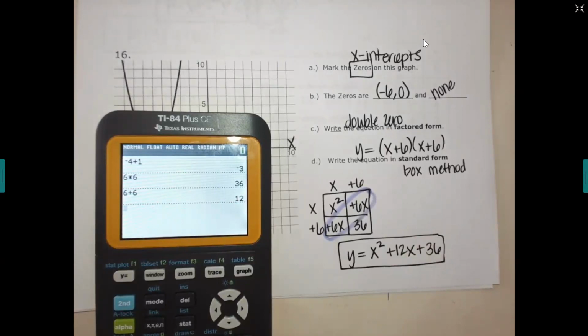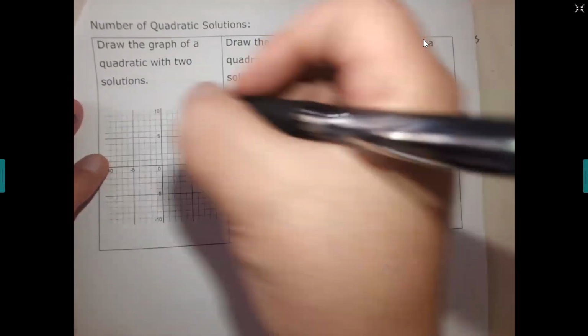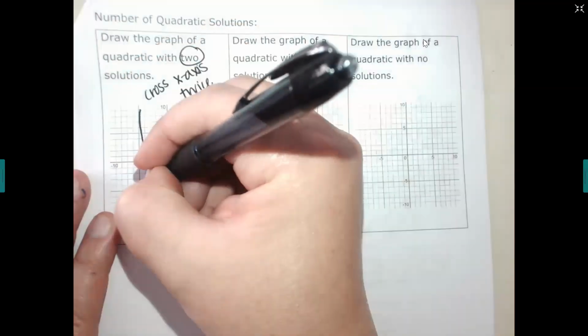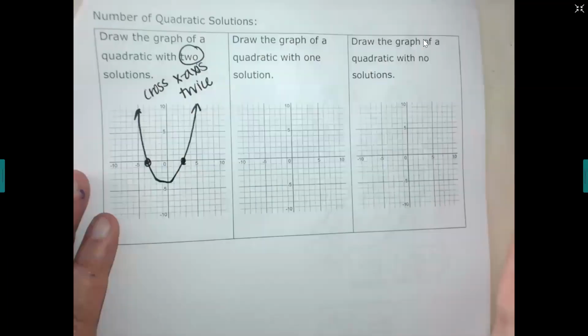All right, very last page, you are almost done. Okay, the last page asks you to draw quadratics with either 2 solutions, 1 solution, or no solutions. So I'm going to go ahead and turn to that last page. This should just take a second. 2 solutions means that your graph needs to cross the x-axis 2 times. So if I want to cross the x-axis twice, I need to make sure that I go down through the x-axis and then back up through the x-axis. So I would have 2 spots that I cross.